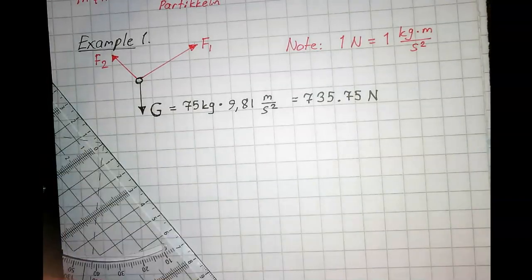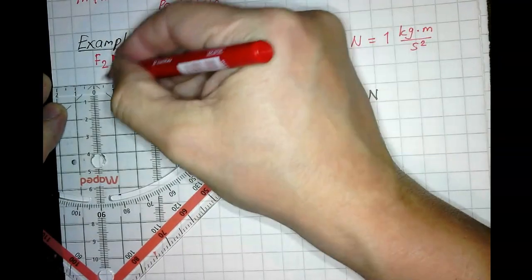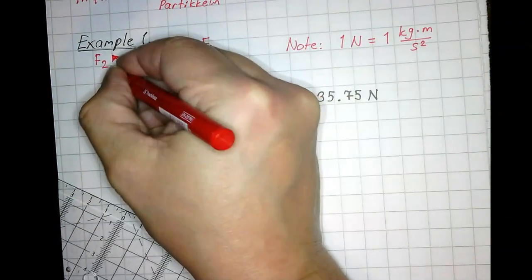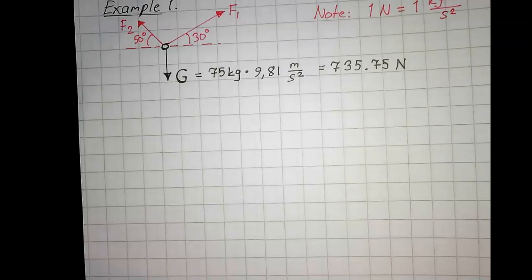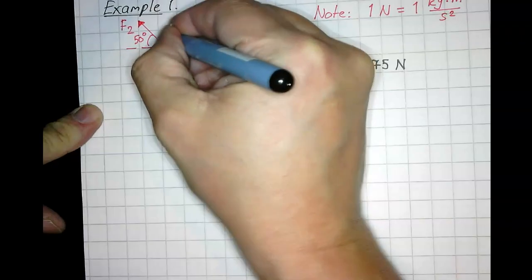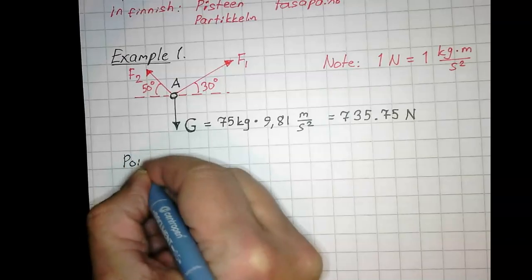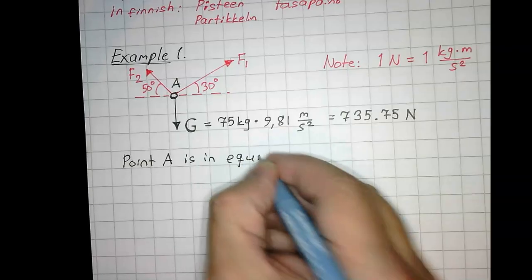And then we know those angles there. We have here 30 degrees and 50 degrees. And this is the point A, and this point A is in equilibrium.